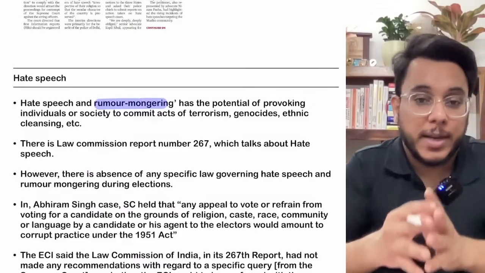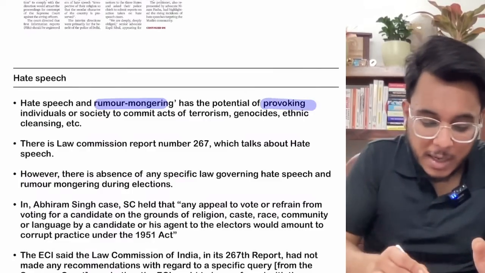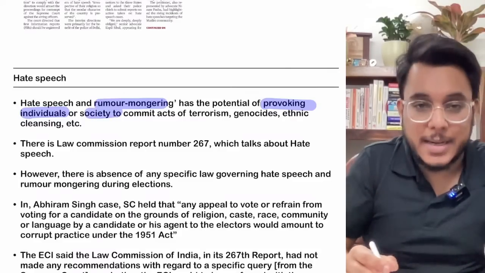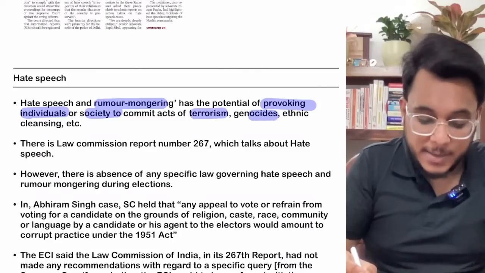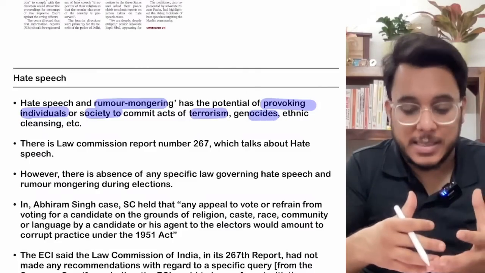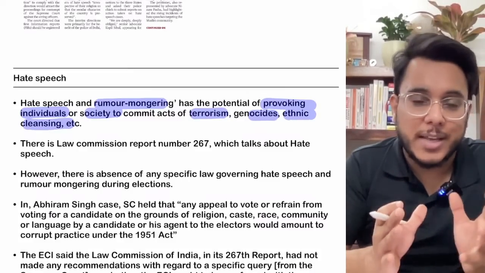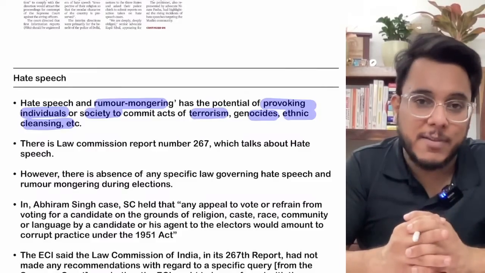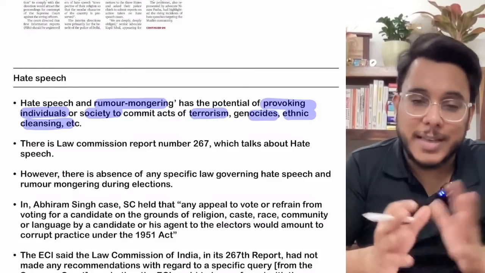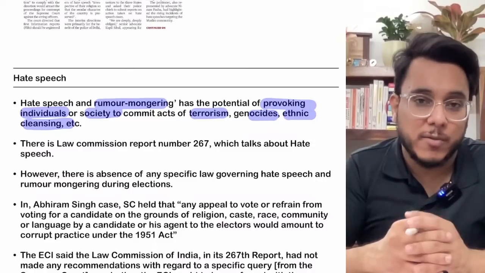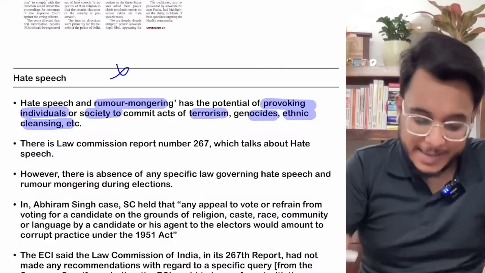Hate speech, as well as rumor mongering, has a big potential to provoke individuals and society. Because of hate speeches, acts of terrorism and genocide, where an entire community is cleansed, okay, ethnic cleansing, such things can happen. We have seen this in the past. Many of the communal riots that have happened in India happened because of hate speech, including the Northeast Delhi riots of 2020. So hate speech can impact democracy negatively.